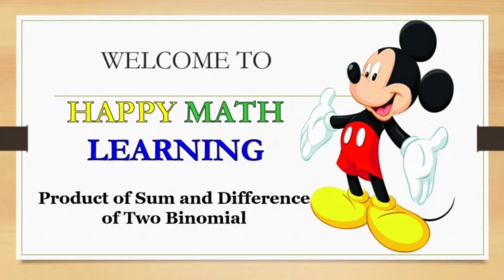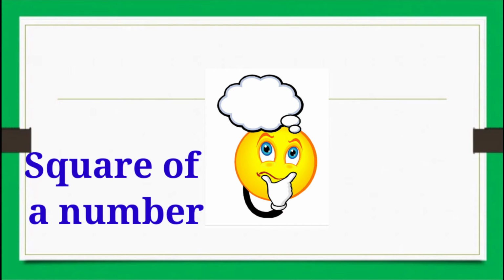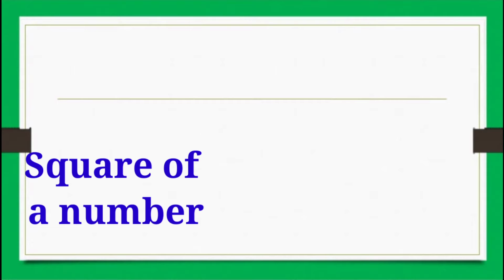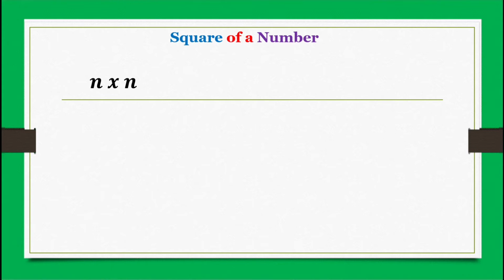In this video, I'm going to share the product of sum and difference of two binomial. Upang maging mas madali sa atin ang factoring, dapat alam natin ang square of a number and the square root of a number. Ano nga ba ang pinagkaiba nito? A square of a number is denoted as n times n. Similarly, the exponential notation of the square of a number is n squared, usually pronounced as n squared.